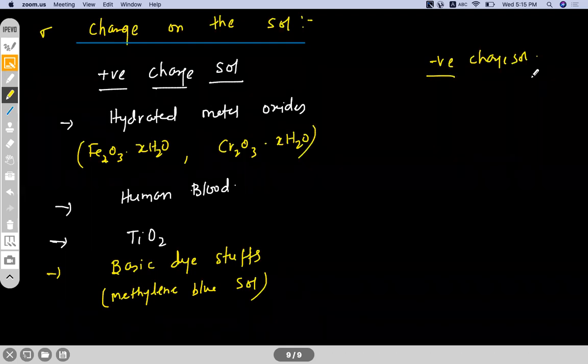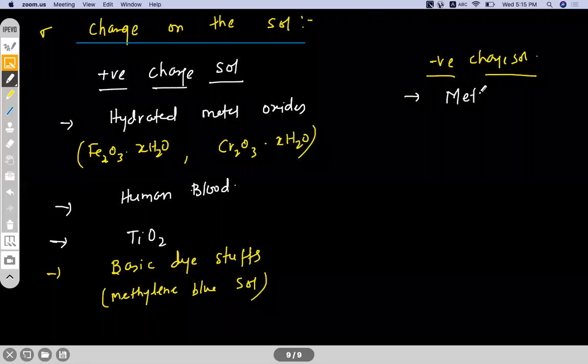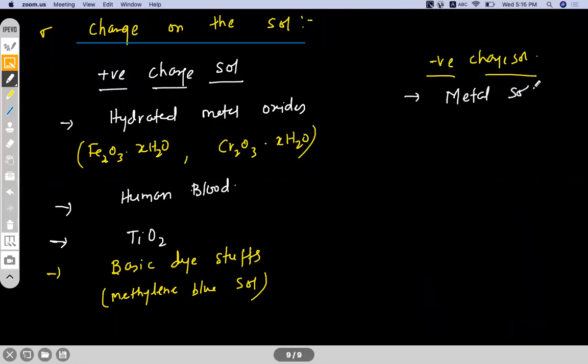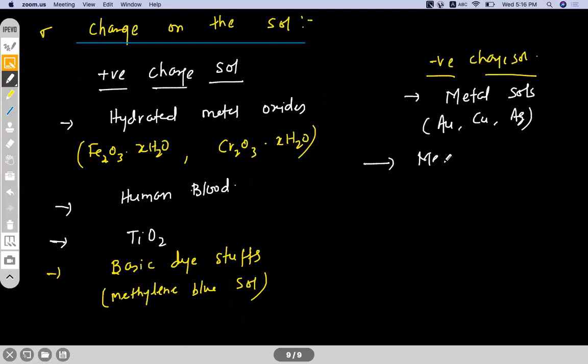Negatively charged sols, we have the examples. All metal sols that we have: copper sol, silver sol, gold sol, all are negatively charged metal sols. Gold, copper, silver, all these are negatively charged sols. Metallic sulfides are also negatively charged sols.